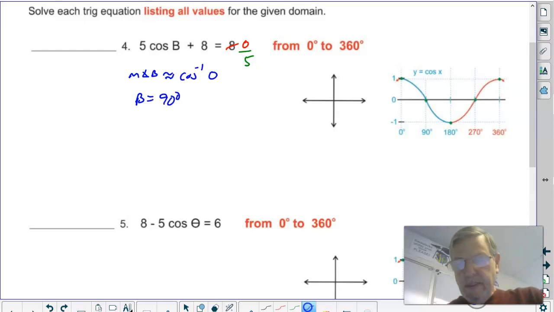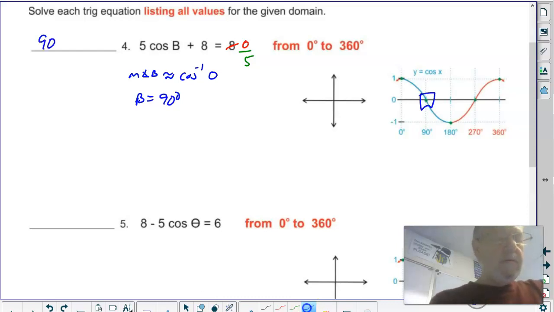So when is the cosine 0? When the angle is 90 degrees. And you can see that we were right there, right? 90 degrees. So radial view, where else are we 0? Right there, 270 degrees, right?